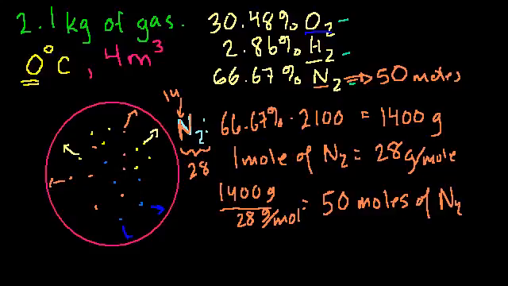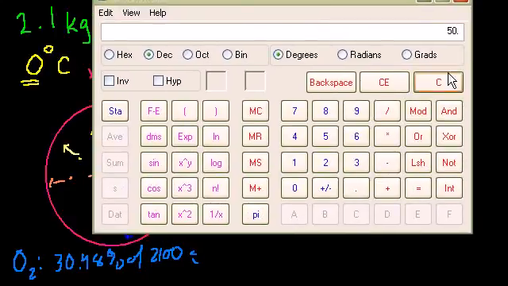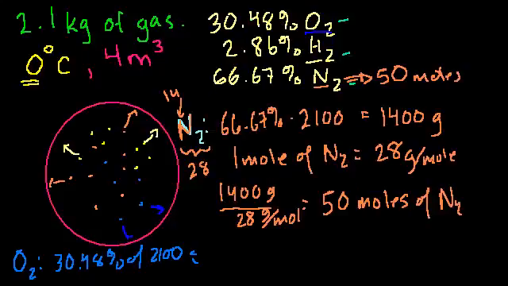So we do the same process over again. 30% is oxygen. So let's do oxygen down here, O2. And remember, these percentages I gave you are the percentages of the total mass, not the percentage of the moles. So we have to figure out what the moles are. 30.48% of 2,100 grams is equal to, let's see, 0.3048 times 2,100 grams is about 640. Let's round off. So this is equal to 640 grams.